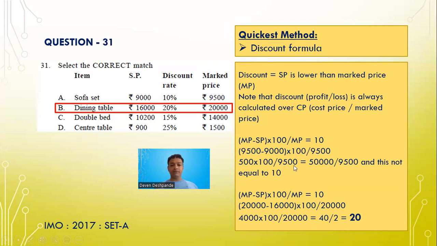Let's solve option B. What is the mark price? Mark price is 20,000. 20,000 minus selling price: 20,000 minus 16,000 into 100 upon 20,000. 20,000 minus 16,000 is 4,000. So 4,000 into 100 upon 20,000, the mark price. 4,000 into 100 is 4 lakhs, and 4 lakhs upon 20,000. If you cancel the zeros, it will be 40 upon 20. And 40 upon 20 is 2, so the discount rate is 20%.